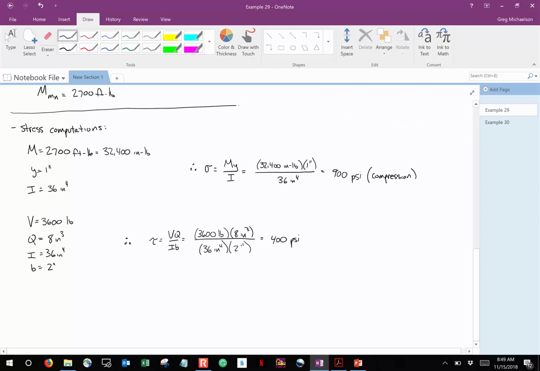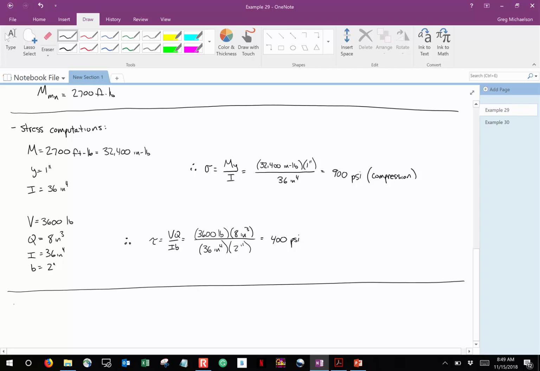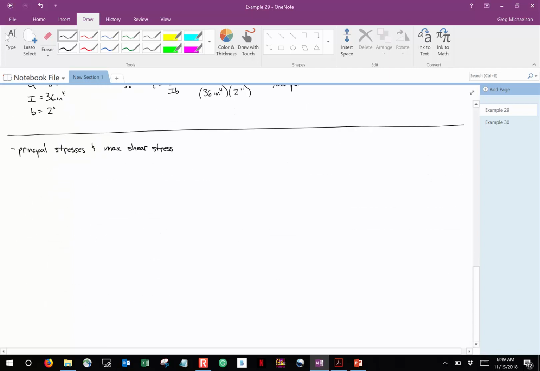So maybe I'll draw a line here to sort of break that up. So last thing we need to do is determine principal stresses and our maximum shear stress. So how we'll do that is this. We need to define a state of stress for this section.